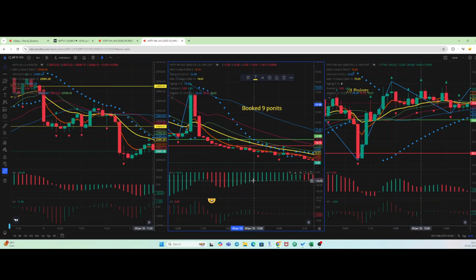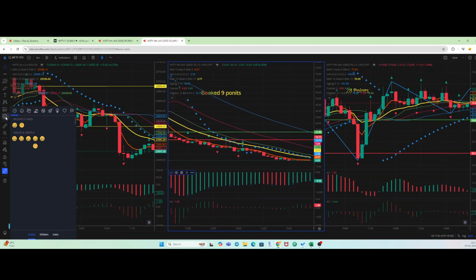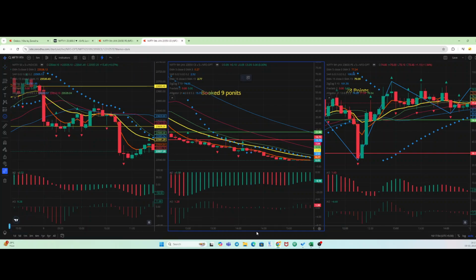Here all the accelerator indicators are above the zero line, hence we have not taken the trade. Again, where it has given the signal, a continuous signal is given in this area. It is slowly coming down. This is the area where the signal was given.